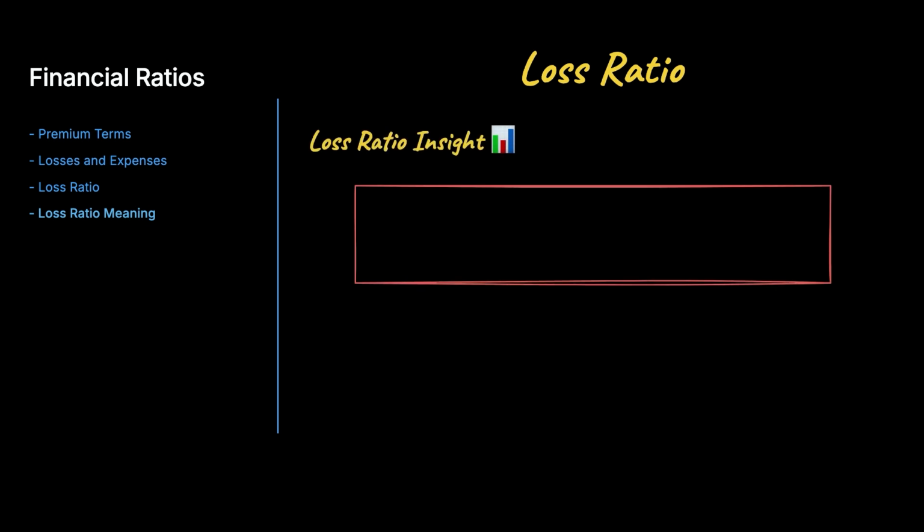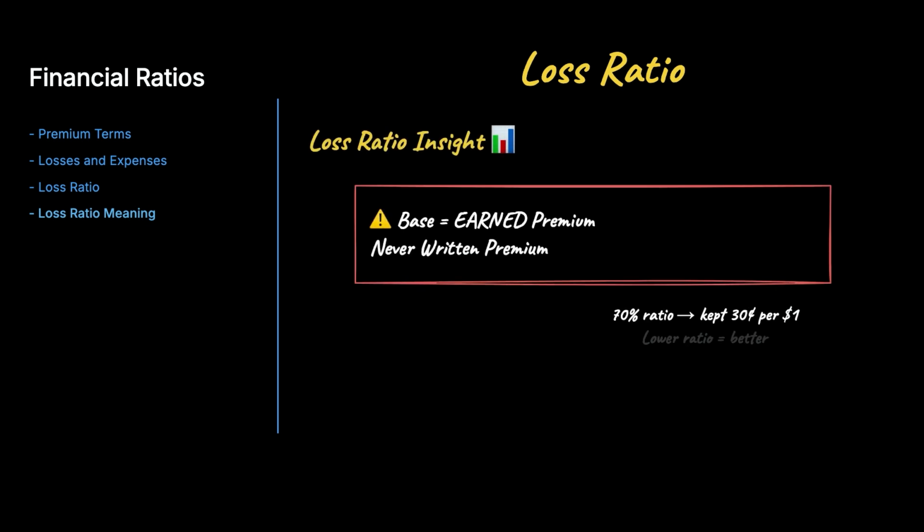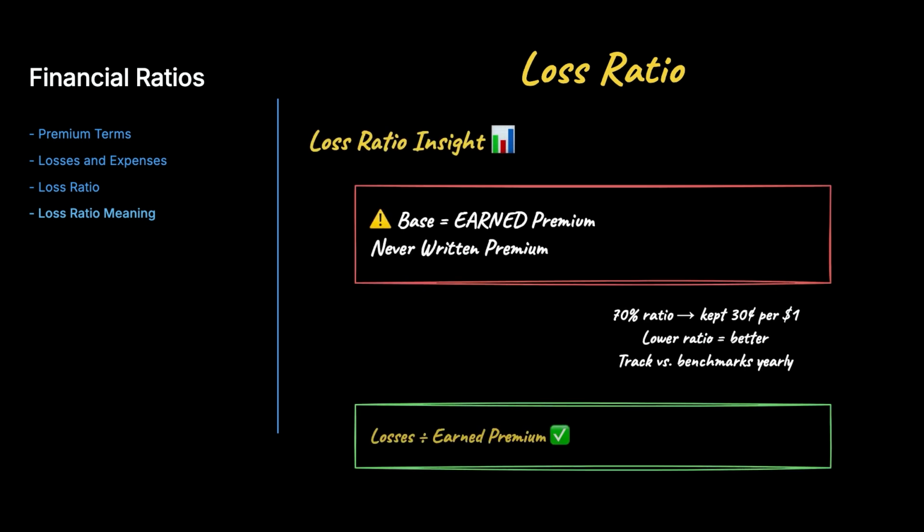What does a 70% loss ratio tell management? It means the company kept 30 cents of each earned dollar for expenses and profit. A lower loss ratio is generally better, and companies track it year over year and against industry benchmarks. Remember clearly, the loss ratio always uses earned premium as its base, never written premium.